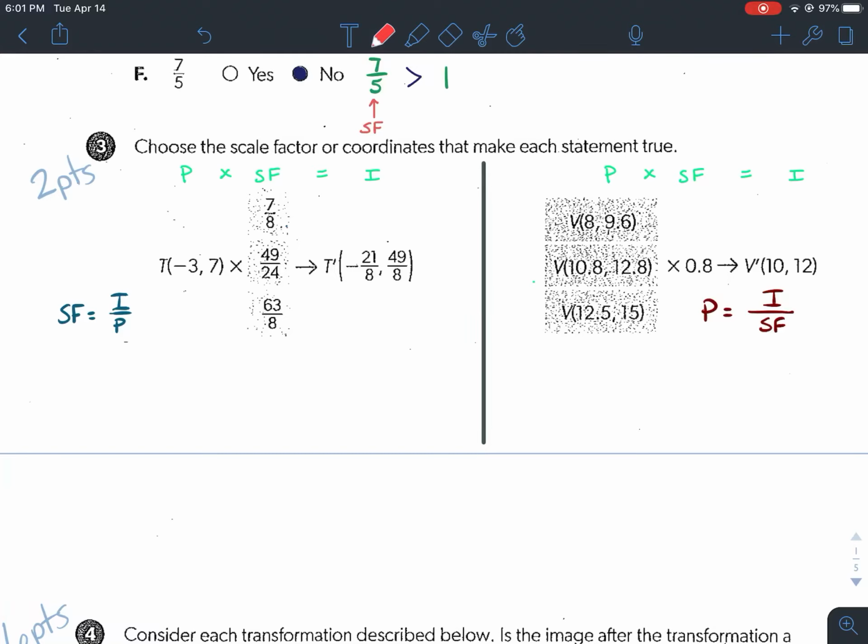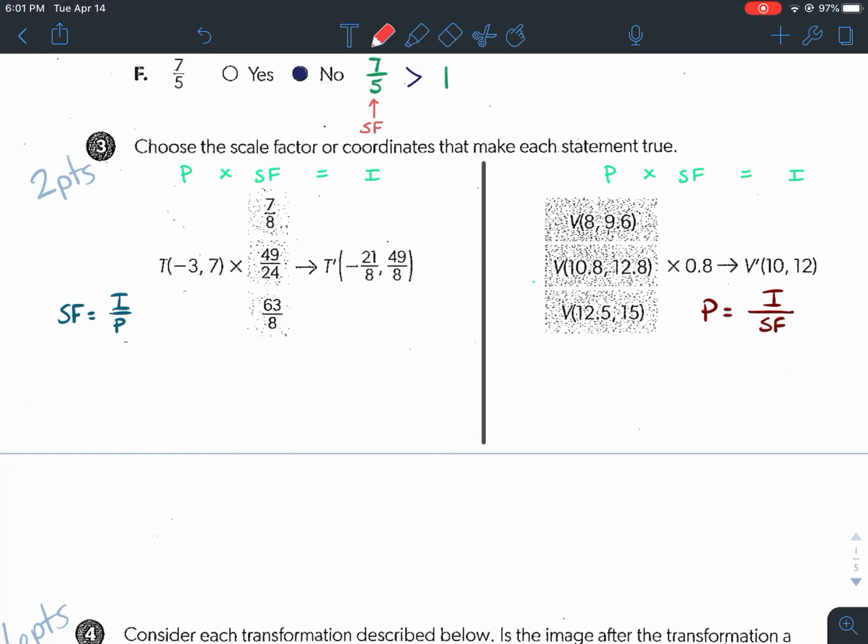Understanding dilations, worksheet 20, question number 3. Choose the scale factor or coordinates that make each statement true. There are two different problems here. That's why I put the gray line down the middle. You could do the same if you would like. And it's going to be worth 1 point for each problem. So this question number 3 is worth 2 points.